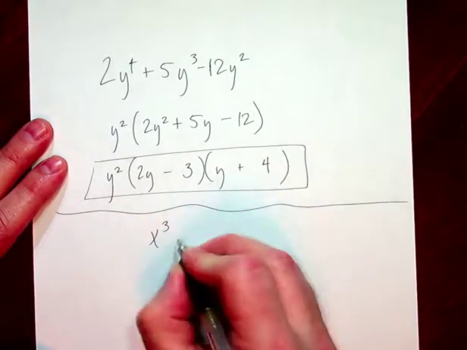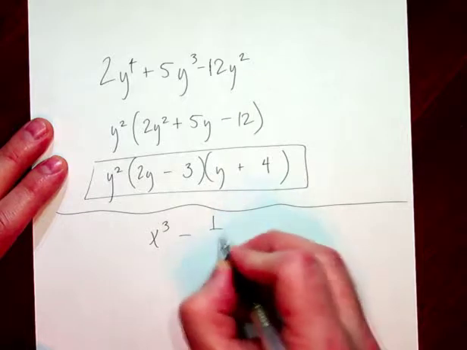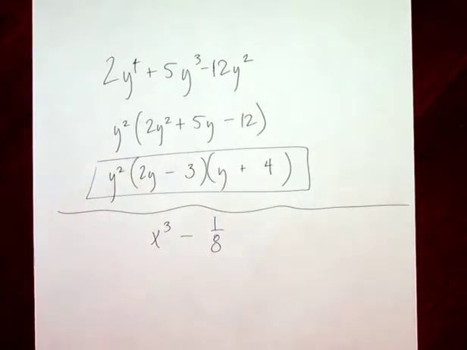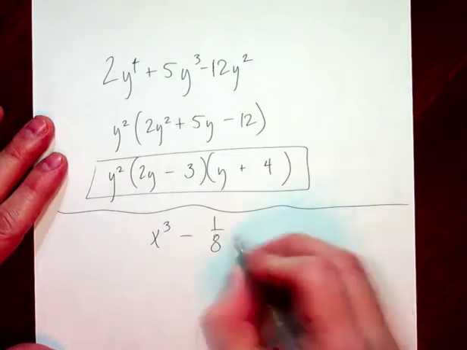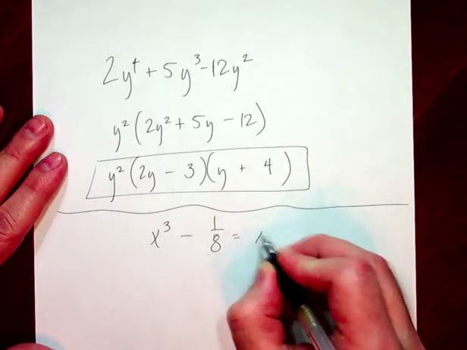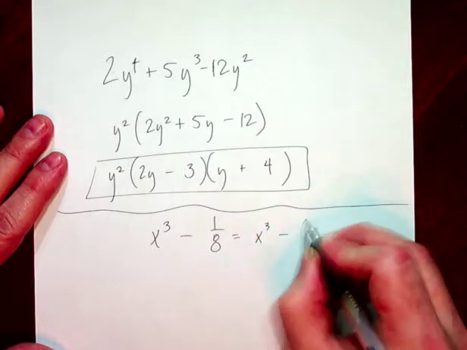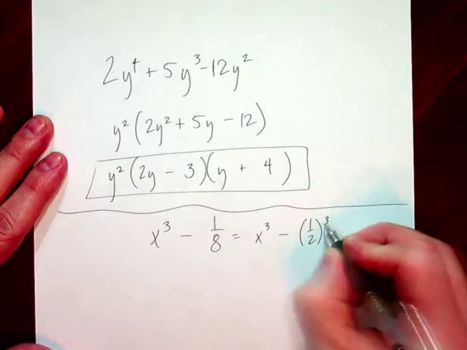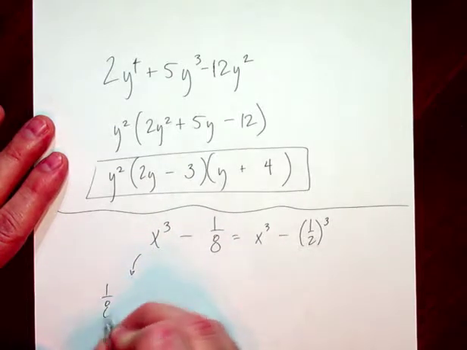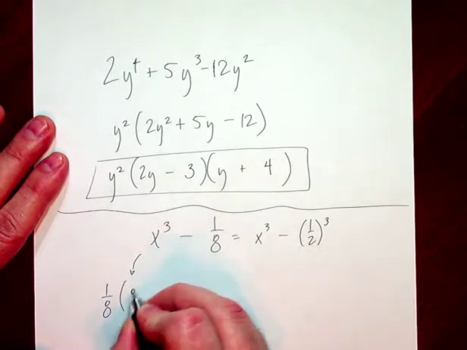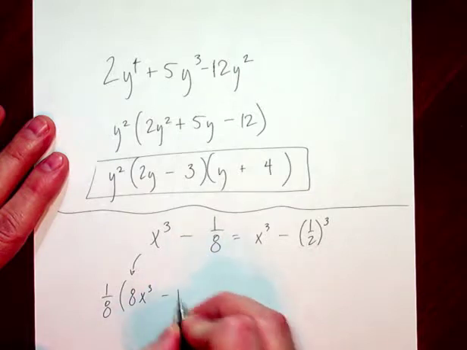Let's just do x cubed minus 1/8. Now, you don't have fractions all the way through here. But you can, basically here's the thing. This is equal to x cubed minus (1/2) cubed. But if you're more comfortable, you could factor a 1/8 out and have 8x cubed minus 1.